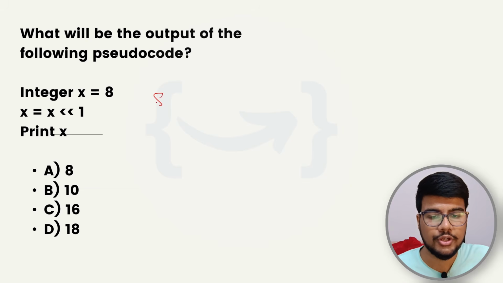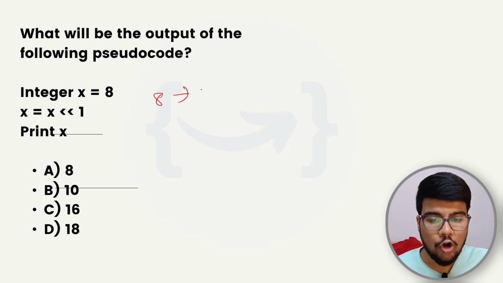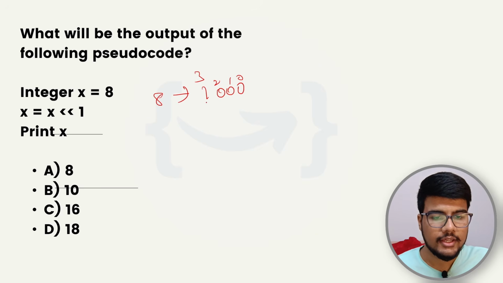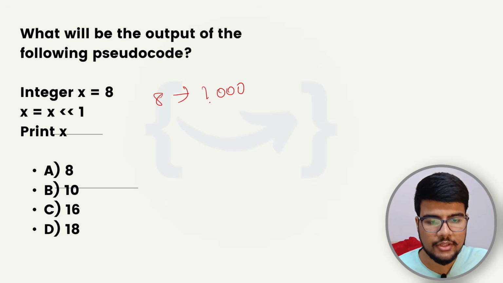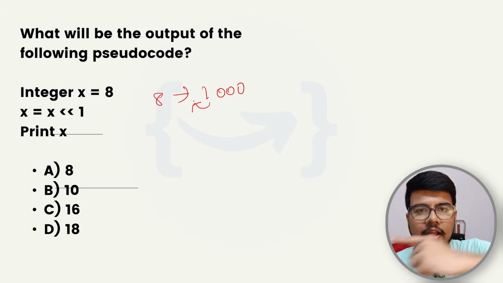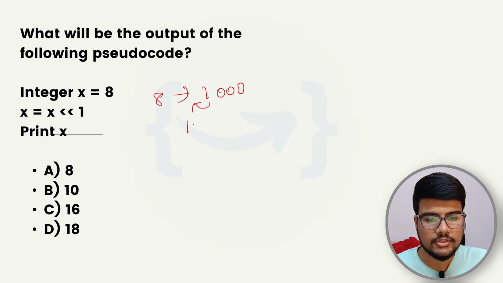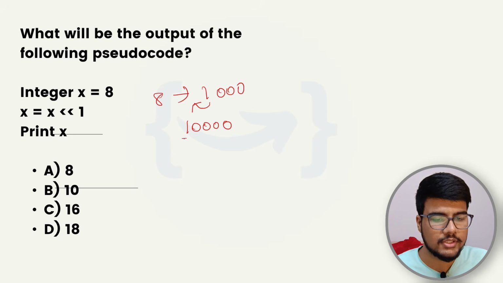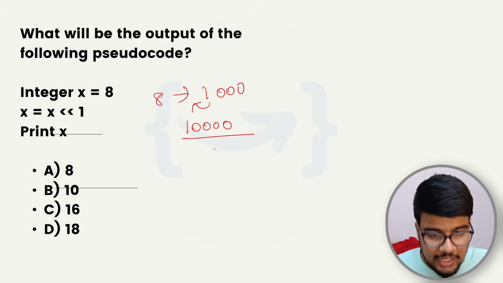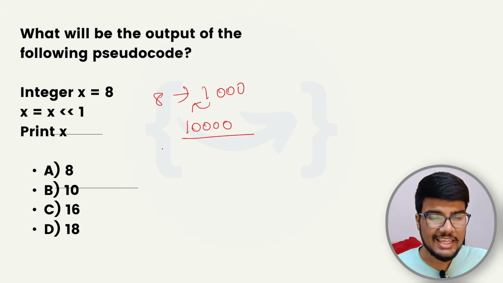Now here is a unique question. The binary equivalent of 8 is 1000. Do you think so? Because 0, 1, 2, 3, yes, 2 power 3 is 8. So this 1000 is the binary of 8. Now left shift will shift it by one place. So now 1, 0, 0, 0, 0, it now becomes this. What is the decimal equivalent of this binary number?